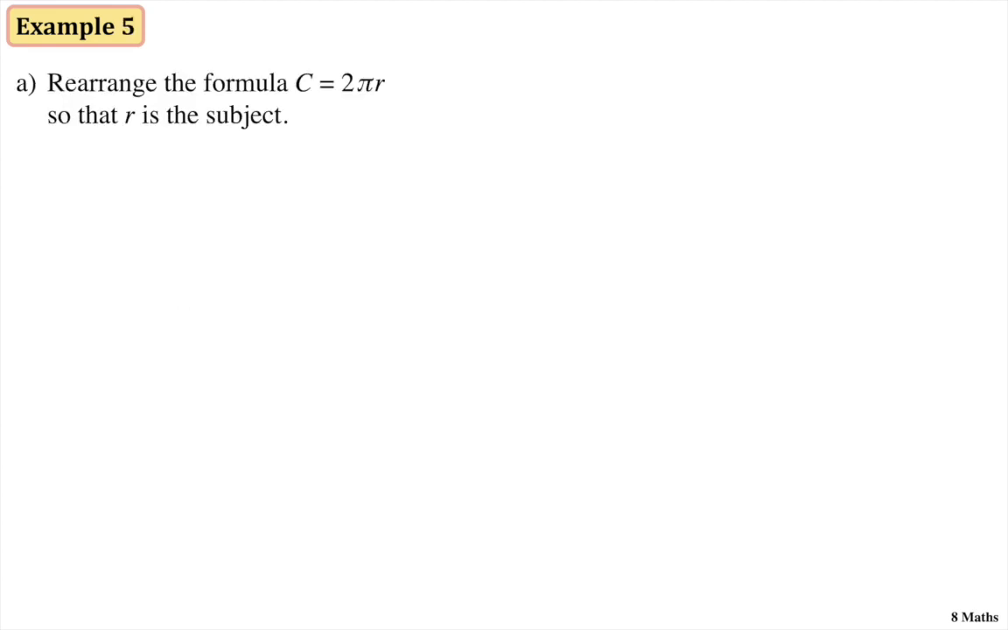Okay, now example 5. Rearrange the formula C equals 2 pi r, so r is the subject. That means I need to get r by itself. Remember, this is C equals 2 times pi times r. How do I undo a times 2 and a times pi? I divide by 2 and I divide by pi. So I'm going to divide both sides by the 2 and the pi. And if I do that, the 2 and the 2 cancel, the pi and the pi cancel, which means I'm left with C over 2 pi equals r, or r equals C over 2 pi. R is now by itself. That is your answer, or it can be written like that.